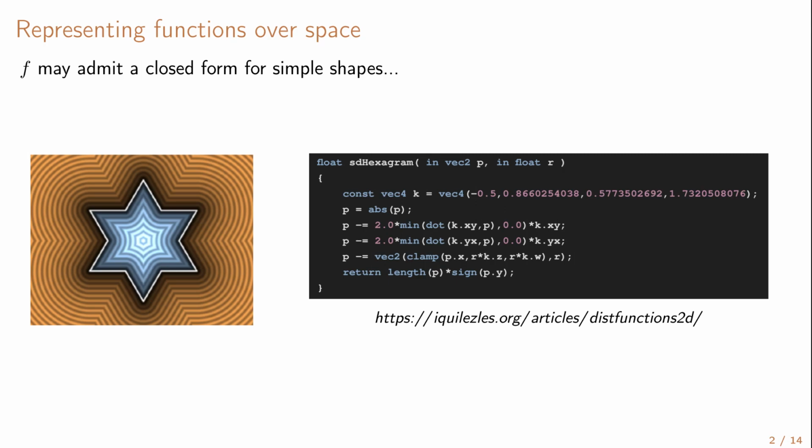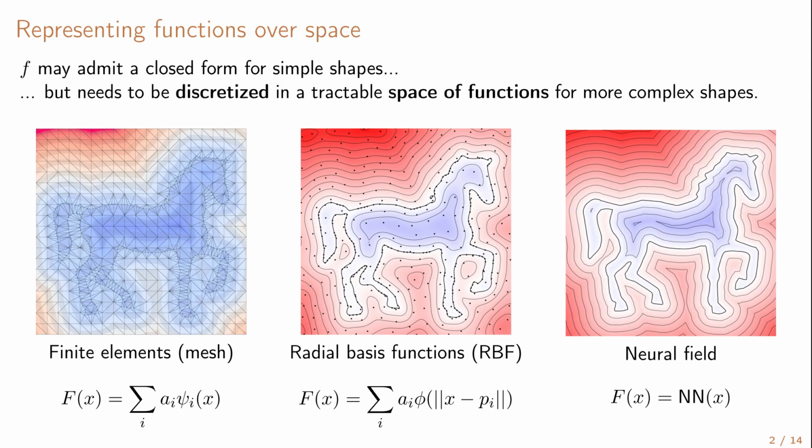In that case, we have to approximate the signed distance function and rely on the oldest trick in the geometry processing book, which is discretization in a tractable space of functions. There are many such spaces of functions that could be considered, including but not limited to finite elements, where we define a mesh over the domain and compute the value of the function at each of the vertices of the mesh, then interpolate, or the so-called meshless approaches like radial basis functions, or more recently approaches based on neural networks where the function is directly encoded in the parameters of the neural network.